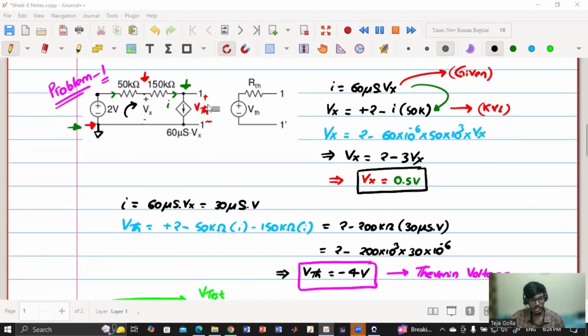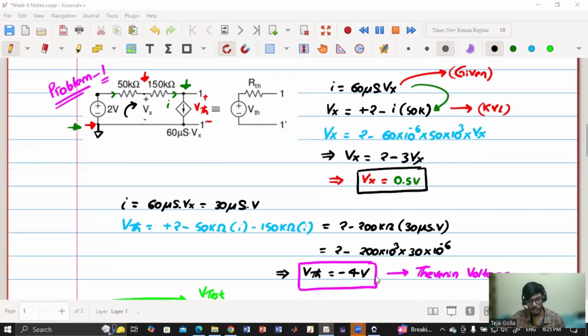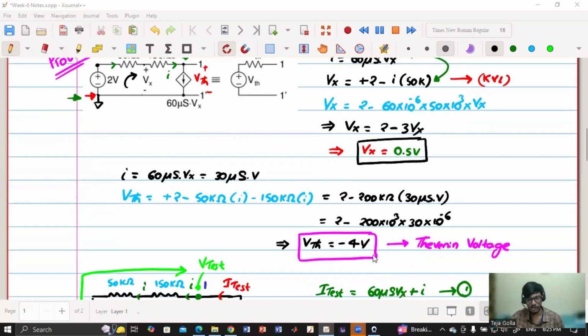For calculating this VTH, first we have seen that this current is nothing but 60 microsiemens into Vx, and then we have found Vx, which is 2 minus I into 50k. By substituting this, we got Vx, and if we substitute this Vx in the first equation, I will get my current I. Once I get my current I, I know that VTH is nothing but 2 minus 50 kilo into I minus 150 kilo into I. By substituting the value of I, I got VThevenin to be minus 4 volts. And we have also checked that it perfectly matches whatever answer they have given.